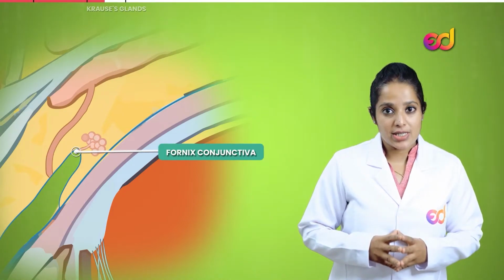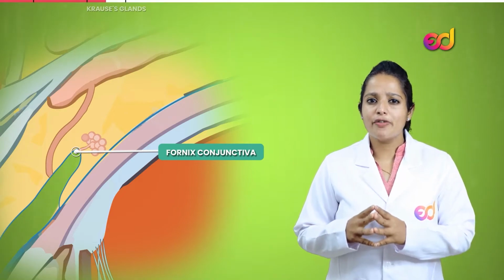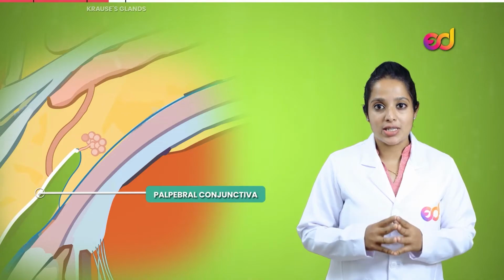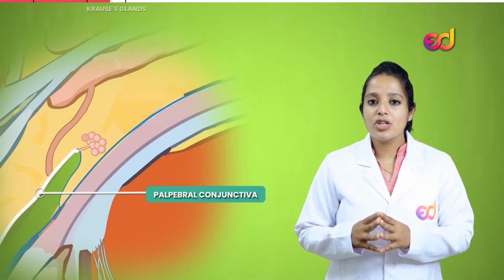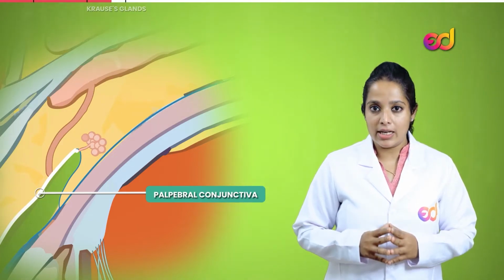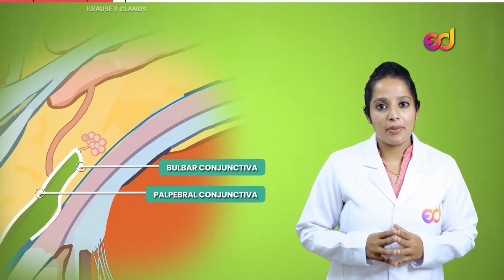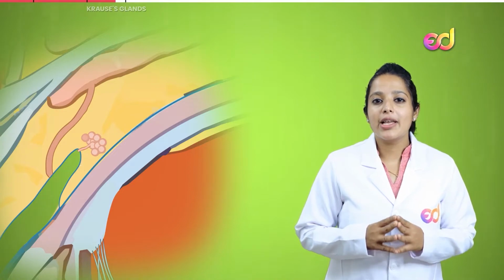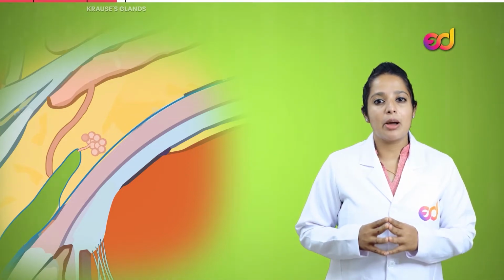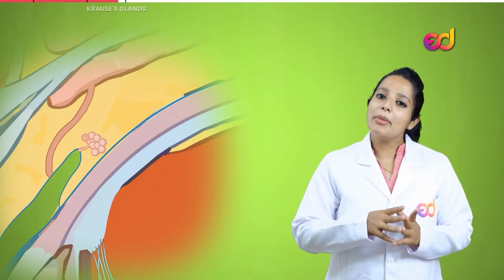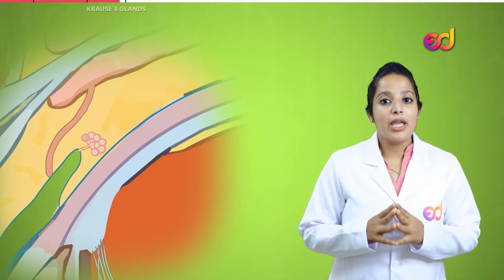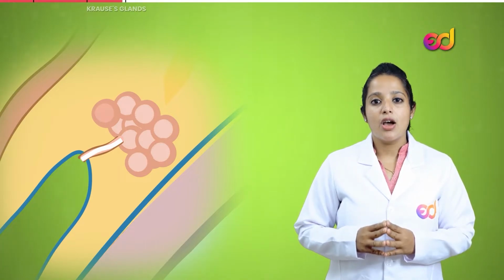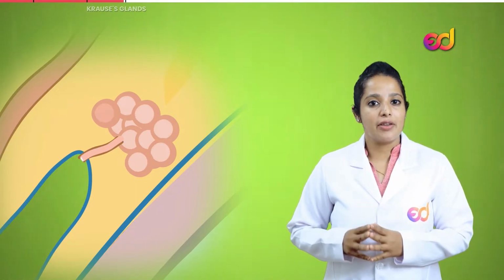This fornix conjunctiva is loose, soft tissue that lies at the junction between the palpebral conjunctiva, that is, the portion covering the inner surface of the eyelid, and the bulbar conjunctiva, the portion that covers the globe. Don't worry, we will get in touch with this conjunctiva in the coming session. Coming back to the Krause gland, the main function of these glands is to produce tears, which are secreted onto the surface of our conjunctiva.